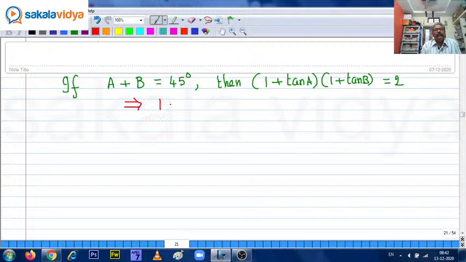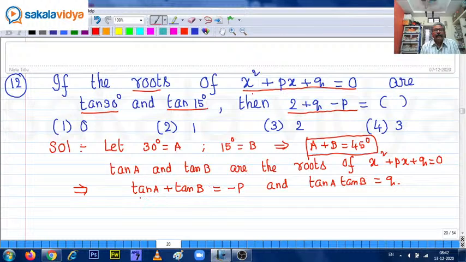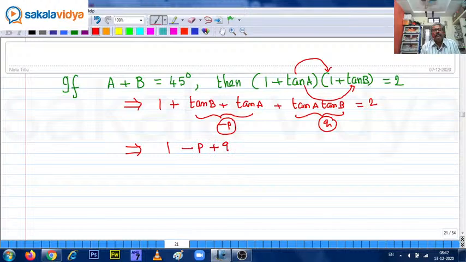So 1 into 1, 1 plus tan B plus tan A multiplied by 1, and tan A multiplied by tan B. Tan A into 1, tan A, plus tan A tan B equals to 2. Go back to the previous page. Tan A plus tan B is equal to minus p. Replace tan A tan B is equal to q. So instead of this, we can replace minus p and q. So replacing these values, 1 minus p plus q is equal to 2.